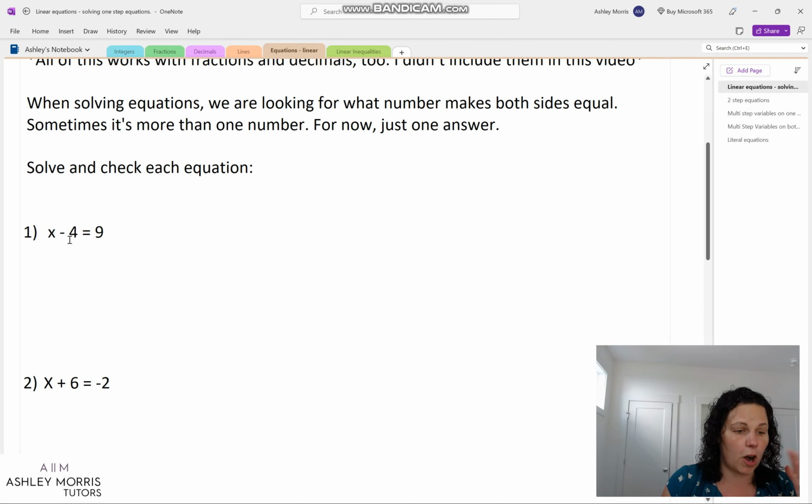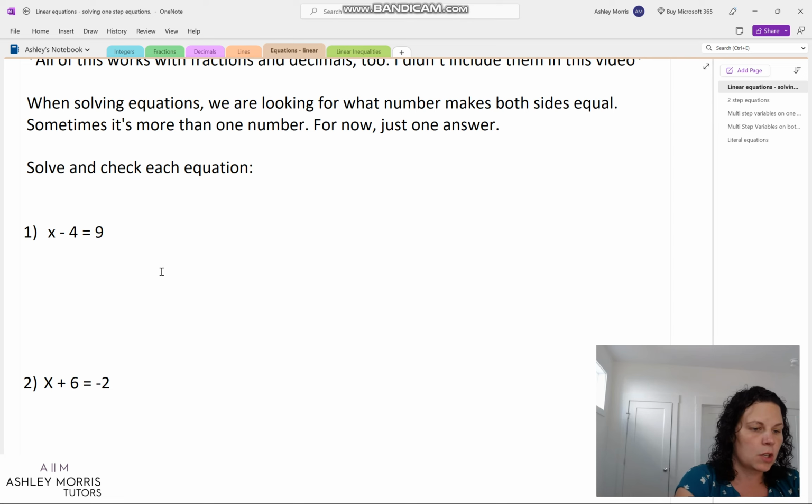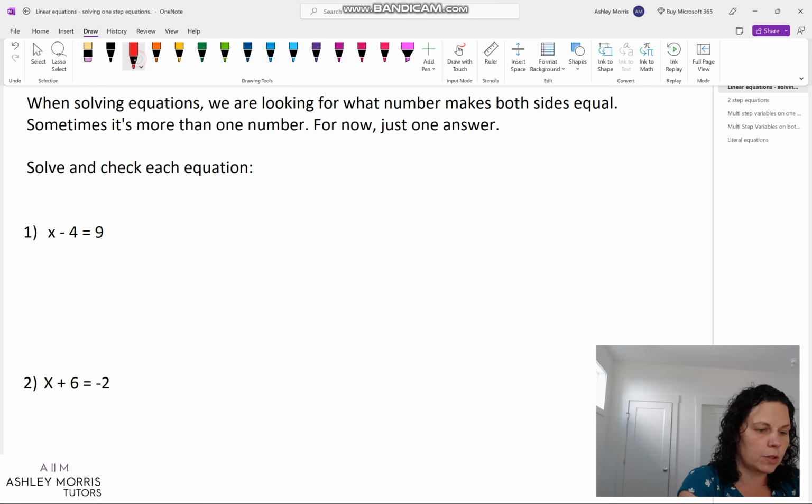So let's solve. All of these are going to have one solution. Sometimes they have more. And the solution is the number or numbers that make it true, make both sides equal. So we're going to solve for the variable, that x. I use x most of the time. The unknown number, we've got to find it. So we're going to undo what's there to get the x by itself.